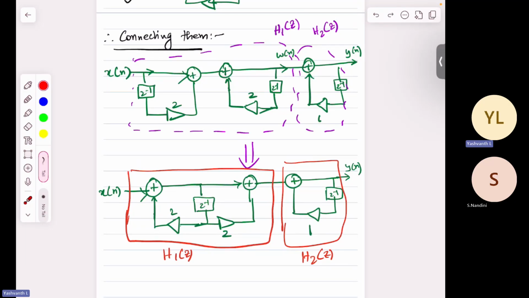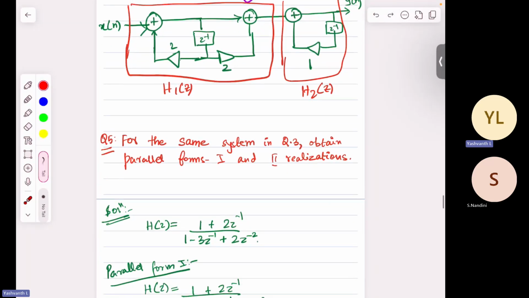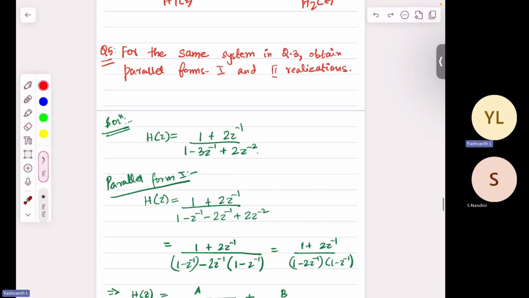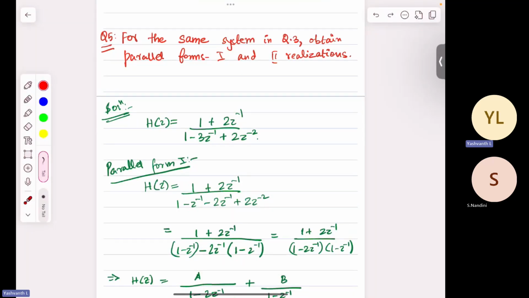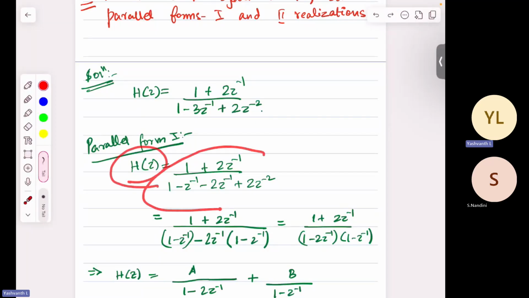Okay. The next question is, for the same system, obtain the parallel forms 1 and 2 realization. Okay, parallel forms 1 and 2. So what we will see is first the solution for parallel form 1. For parallel form 1, remember you need to do partial fraction expansion with respect to z inverse. Your given h of z is nothing but 1 plus 2 z inverse divided by 1 minus z inverse minus 2 z inverse plus 2 z power minus 2.